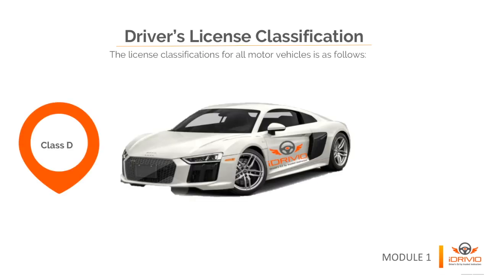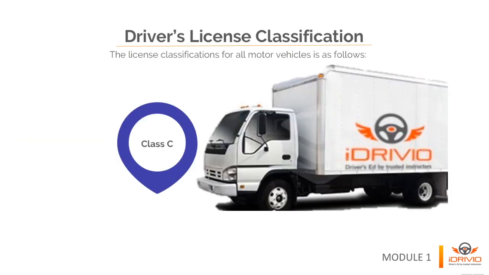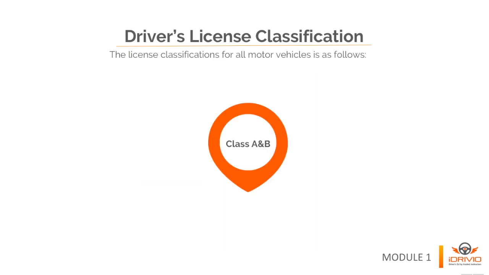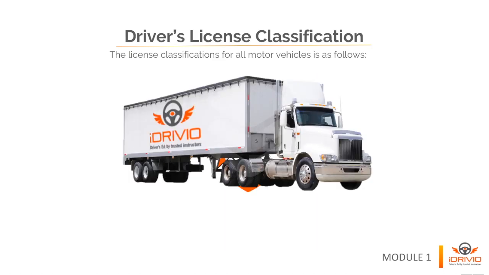Class D. This is the standard, most common driver's license. It allows the driver to operate any motor vehicle with a GVWR of 16,000 pounds or less, such as a car, pickup truck, SUV, or van. Class C. This license allows the driver to operate any motor vehicle with a GVWR up to 26,000 pounds. Class A and B, also known as a CDL license. These licenses allow the driver to operate any motor vehicle with a GVWR of 26,001 pounds or more. They are also known as CDL licenses.